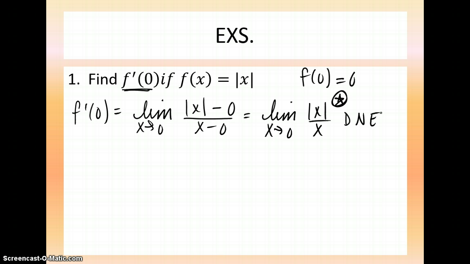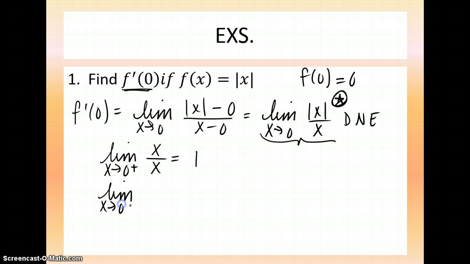Why does it not exist? We studied this several times. We looked at it often last chapter. Direct substitution gives us 0 over 0. So if we look at the one-sided limits of this function, if x is positive, the absolute value of x is just equal to x. The absolute value doesn't do anything to a positive number. So the limit as x approaches 0 from the right is positive 1.